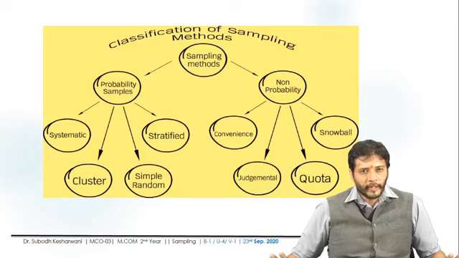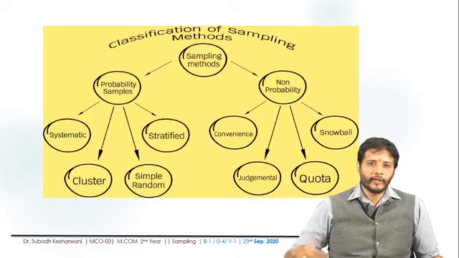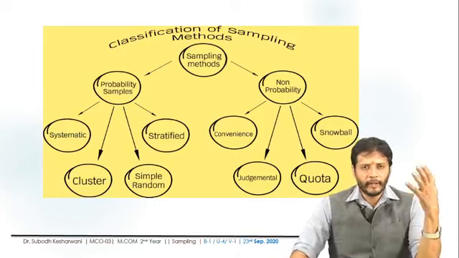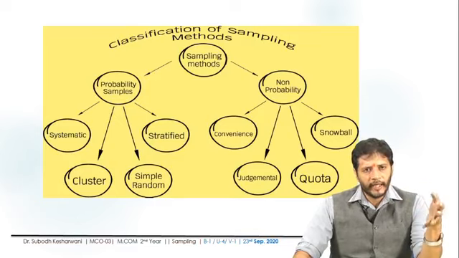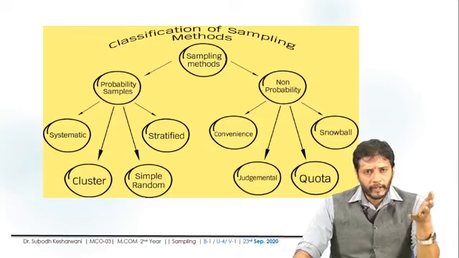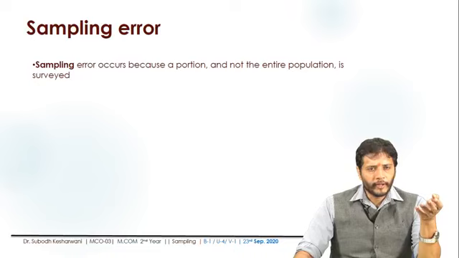That is probability samples, non-probability, then systematic, stratified, cluster, simple random, convenience, snowball, judgment or quota, and some other upcoming sampling methodologies. There is no thumb rule or rocket science that you should be rigid to these particular sampling methods. But there are certain sampling errors also, because only a portion, not the entire population, is going to be surveyed.